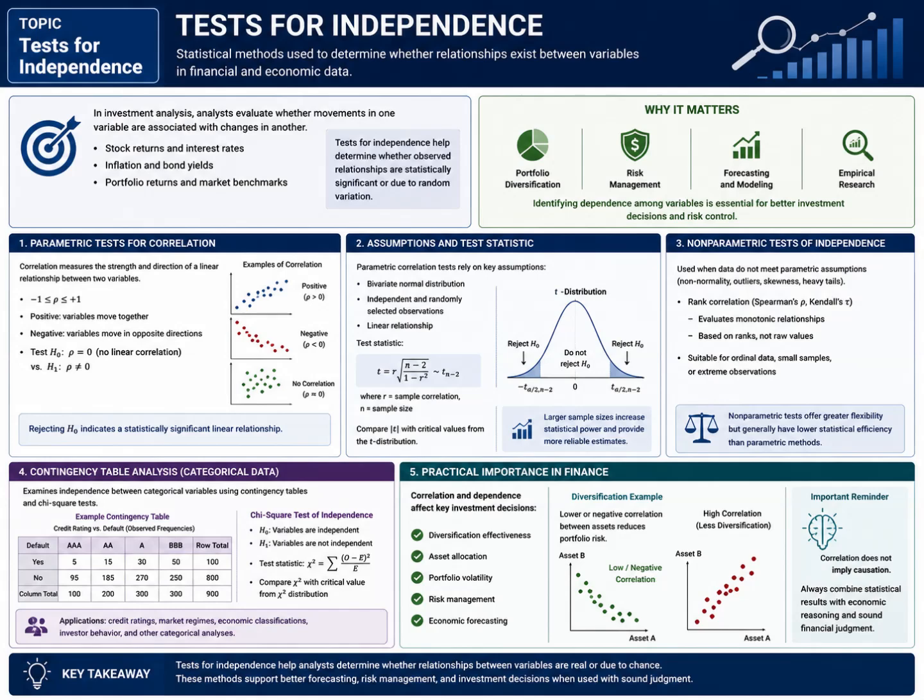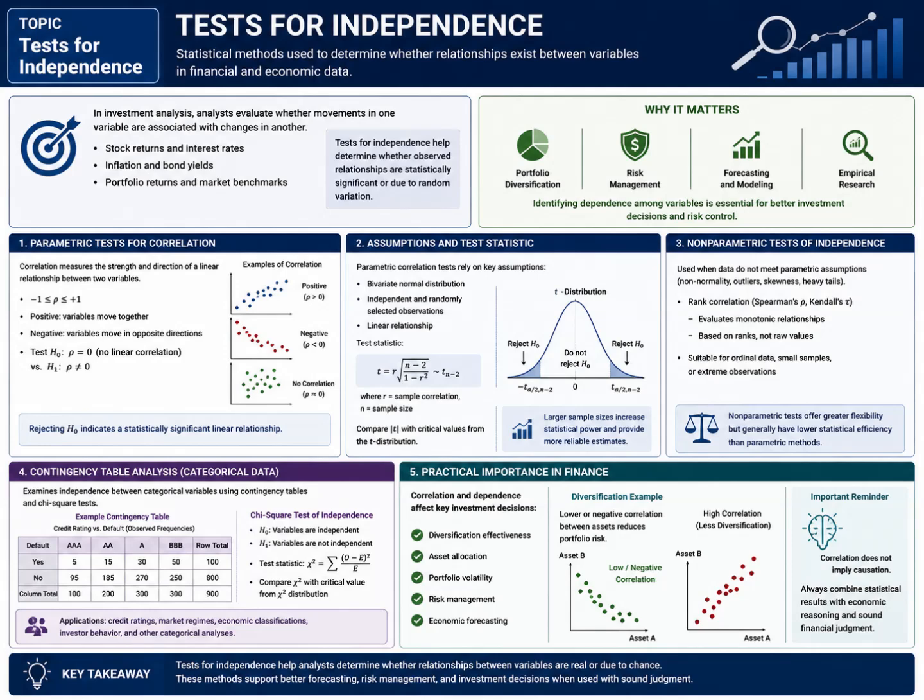The topic highlights the practical importance of tests for independence in portfolio management and risk analysis. Correlation and dependence relationships influence diversification effectiveness, asset allocation decisions, and portfolio volatility. Assets with low or negative correlations can reduce portfolio risk, while highly correlated investments provide fewer diversification benefits. Similarly, identifying relationships between economic variables improves forecasting models and investment strategies.